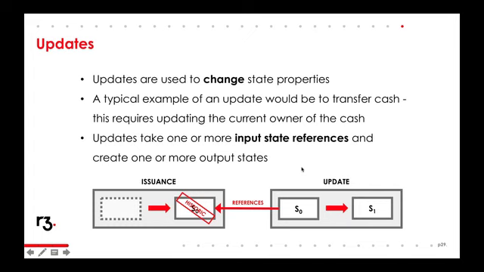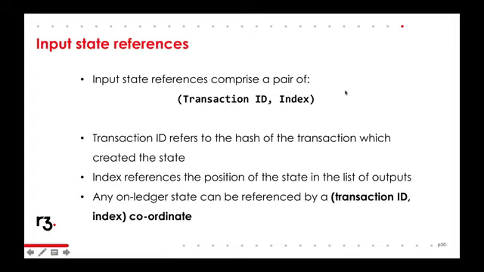So we're going to talk a little bit about state references now. State references comprise a transaction ID, which is a hash of a transaction, and an index. The transaction ID refers to the hash of the transaction which created the state being referred to, and the index references the position of the state in the outputs list.